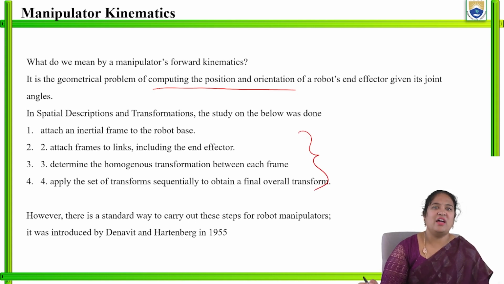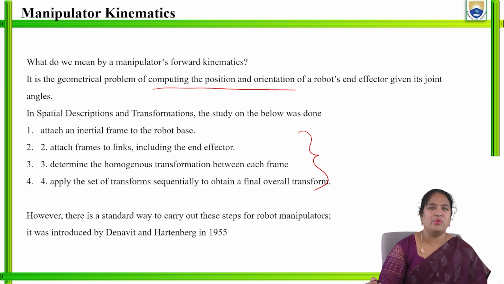That is, when we are attaching an inertial frame to the robot base, how it is being studied. When the attachment of frames to the links includes the end effector, how it is being done. How we determine the homogeneous transformation between each frame. Applying the set of transforms sequentially to obtain a final overall transformation, how it is being done.